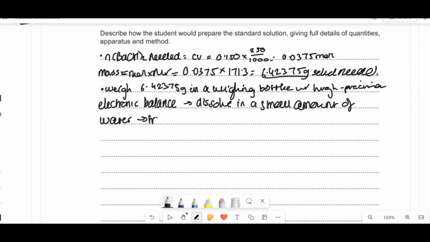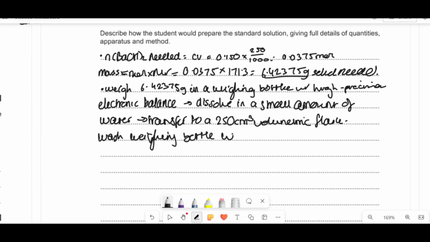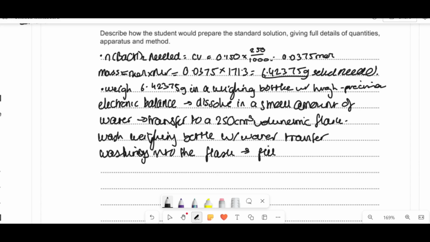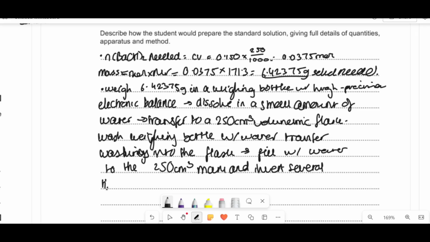And then you would transfer to a 250 cm³ volumetric flask, because that's what we want to make in the end. Then we wash the weighing bottle with water and transfer the washings as well into the flask, so we don't lose anything. And then all you do is fill with distilled water, or whatever we're using. In this case it is water, to the 250 cm³ mark, and invert several times to ensure mixing. That's how you make a standard solution.